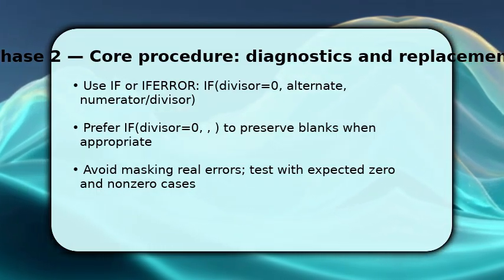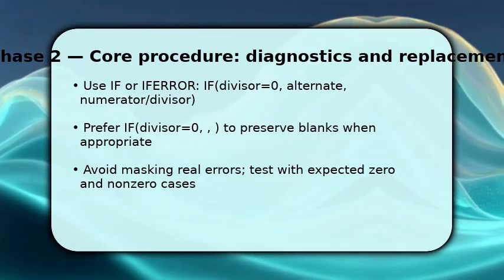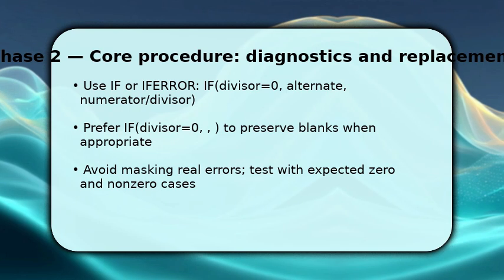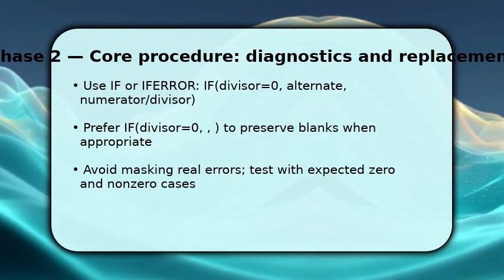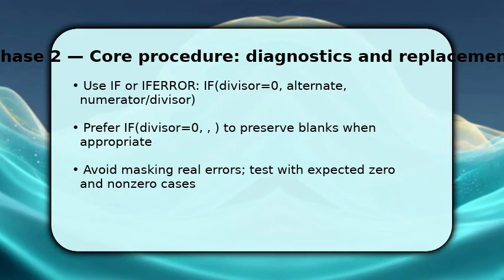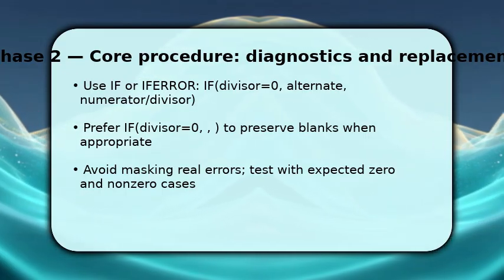Make sure to choose sensible alternates, 0, blank, or explanatory text, so downstream calculations remain accurate. Also, prefer explicit checks for 0 when you only want to avoid division by 0. Finish by auditing related inputs and documenting your fixes.